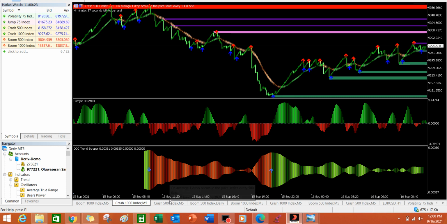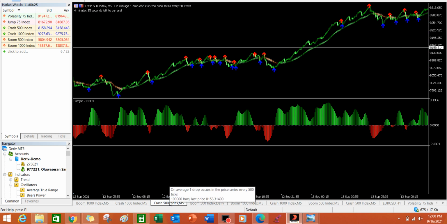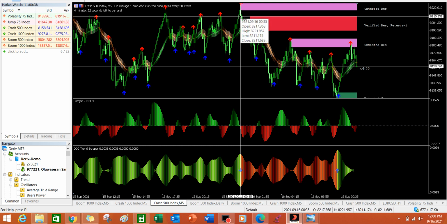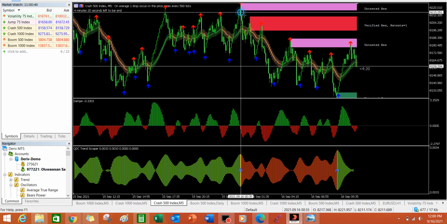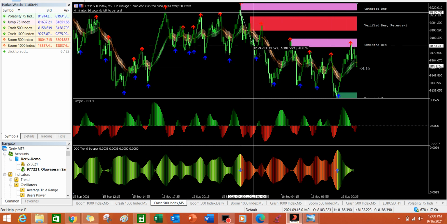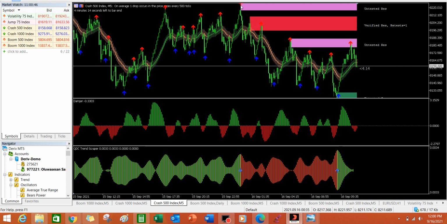So let's check out Crash 500 again to see if this actually works for it also. Okay, guys, you can see what I'm talking about. You can see this is the downtrend region. Because it is Crash 500, it is more volatile, so that is why the chart is looking like this. Okay, you can see we had several crashes around here. You can see the trend of the market moving downwards.